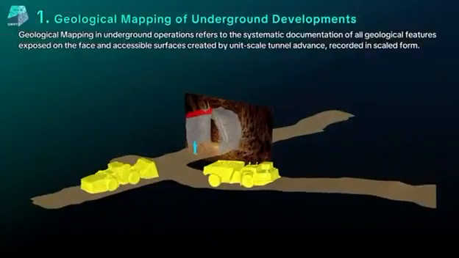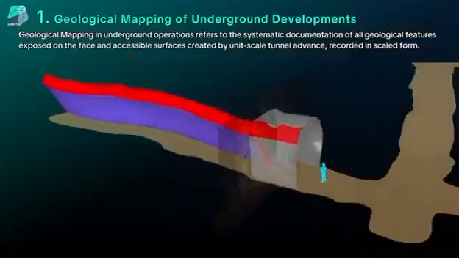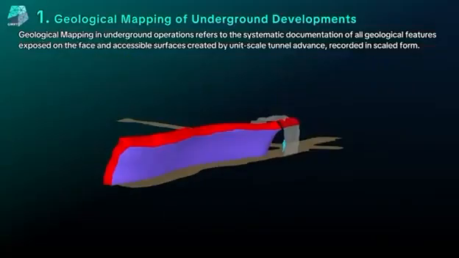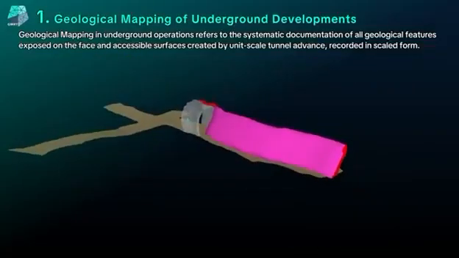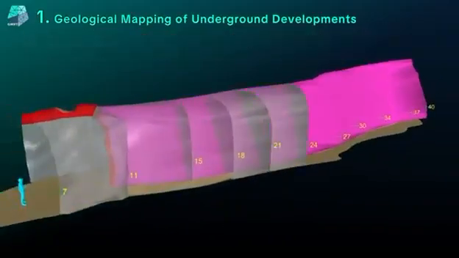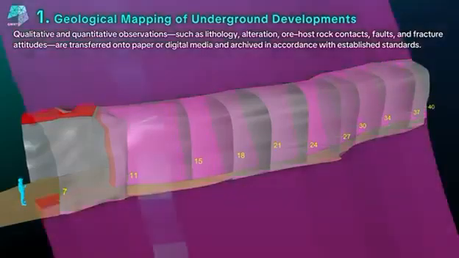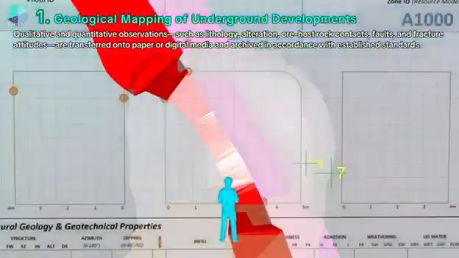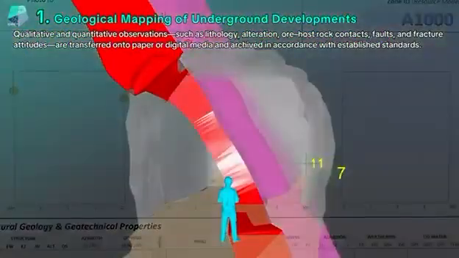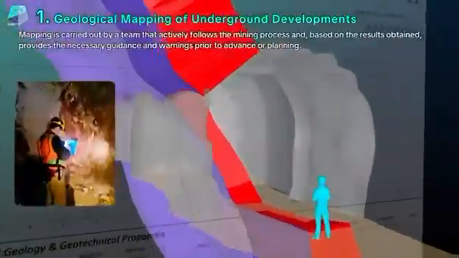Geological mapping in underground operations refers to the systematic documentation of all geological features exposed on the face and accessible surfaces created by unit-scale tunnel advance, recorded in scaled form. Qualitative and quantitative observations, such as lithology, alteration, or host rock contacts, faults, and fracture attitudes, are transferred onto paper or digital media and archived in accordance with established standards.